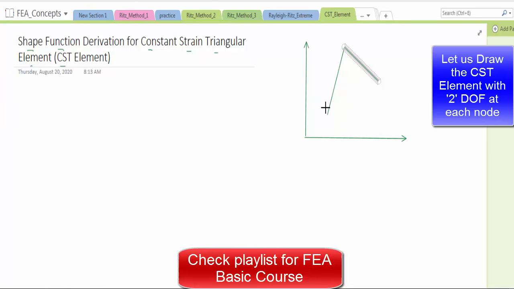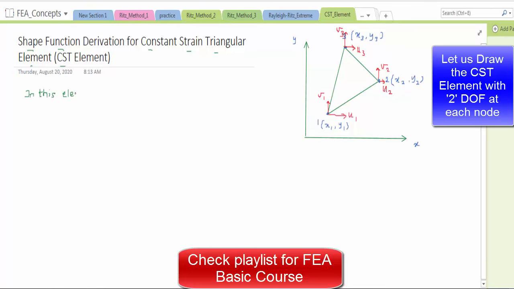There will be 3 nodes for this triangular element: 1, 2 and 3. Node 1 has coordinates x1, y1, node 2 is x2, y2, node 3 is x3, y3. For each node there will be 2 degrees of freedom, that is u1 and v1. u1, u2, u3 are with respect to x, and v1, v2, v3 are with respect to y.